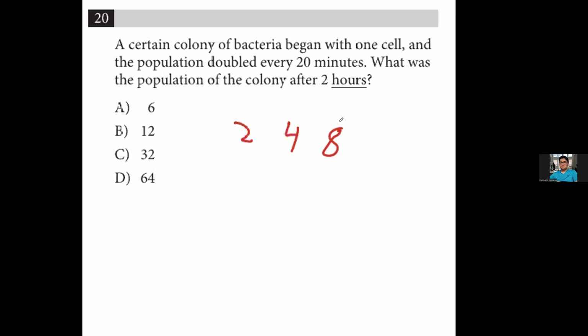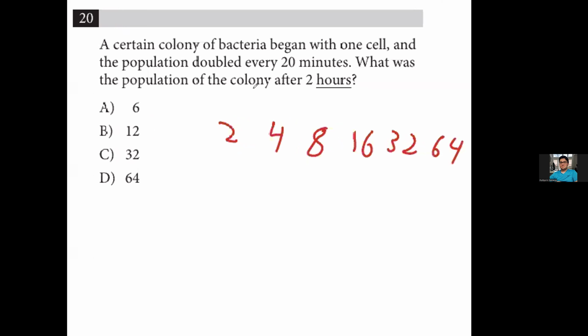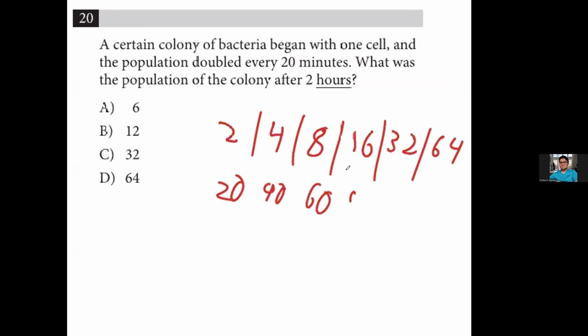So in 1 hour, it becomes 8. And then it'd be 16, 32, and then 64. So it's going to be 20 minutes, 40 minutes, 60 minutes, 80 minutes, 100 minutes, and then 120 minutes, which is 2 hours. So the population of the colony after 2 hours is 64.